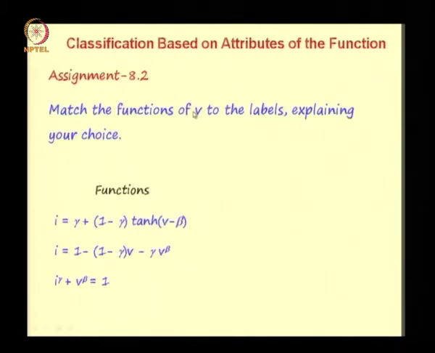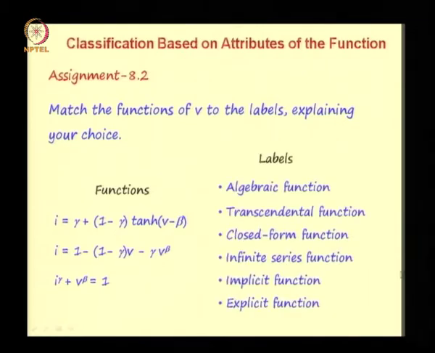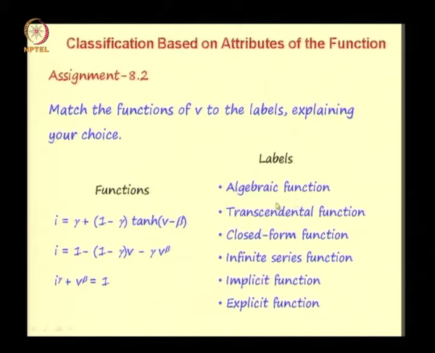An assignment: match the functions of V to the labels, explaining your choice. So these are the functions, I as a function of V. Gamma and beta here are parameters. The labels are algebraic function, transcendental function, closed form function, infinite series function, implicit function and explicit function.